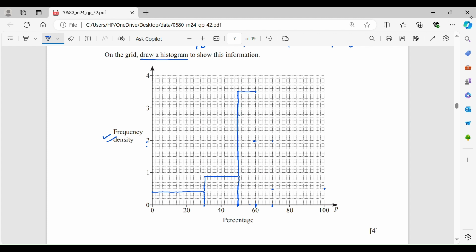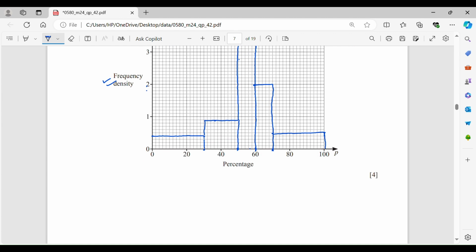This will be like it. Next will be 60 to 70. And last will be 70 to 100, which is 0.5. This is our histogram. You need to draw it with a scale, but on screen I can't use the scale, so I'm drawing like this. So this is the final look of the histogram.